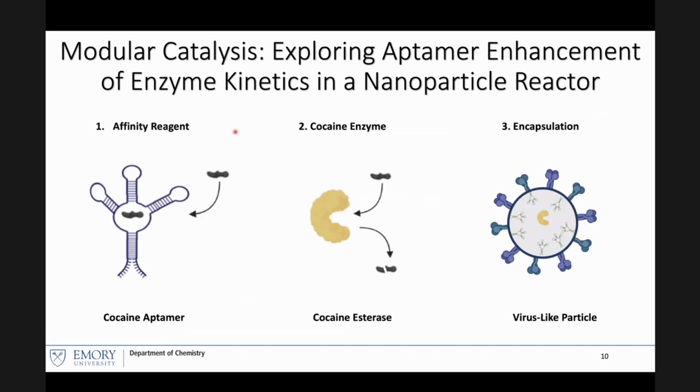Okay. And so we have our DNA cocaine aptamer, with cocaine as our target. And we then have our cocaine hydrolyzing enzyme, cocaine esterase. And together we would explore encapsulating these in virus-like particles. So whenever you have a full system, you want to characterize each individual part to establish your baseline before you put it all together and say that you've made it better than what it was. And so we're going to start with our aptamer.